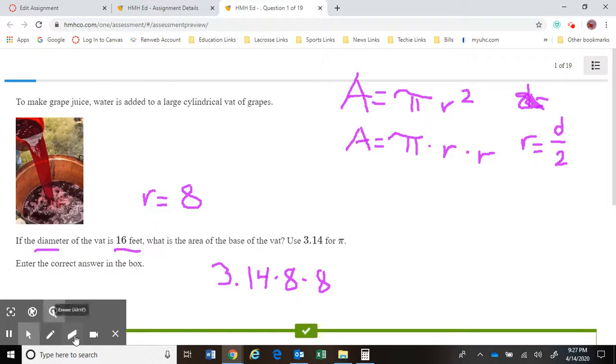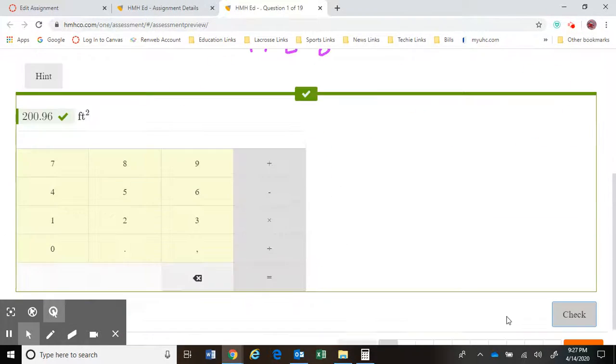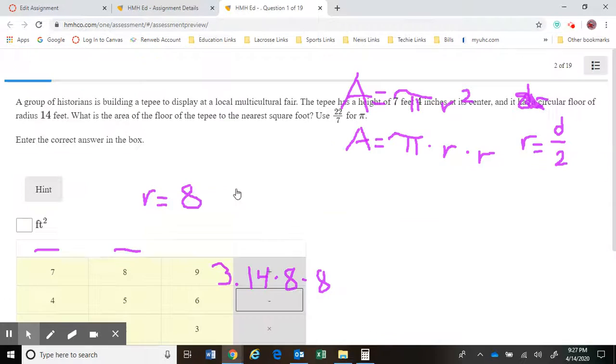Okay. All right. Moving on to my next problem. And I'm going to have to clear out a lot of this junk I drew here. So I'll probably have to rewrite some of it, which is okay.